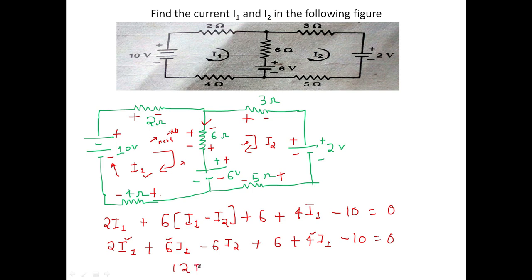12I1 minus 6I2 is equal to 10 minus 6 minus 4, and then when it goes here, that is plus 4. So this is our equation first.